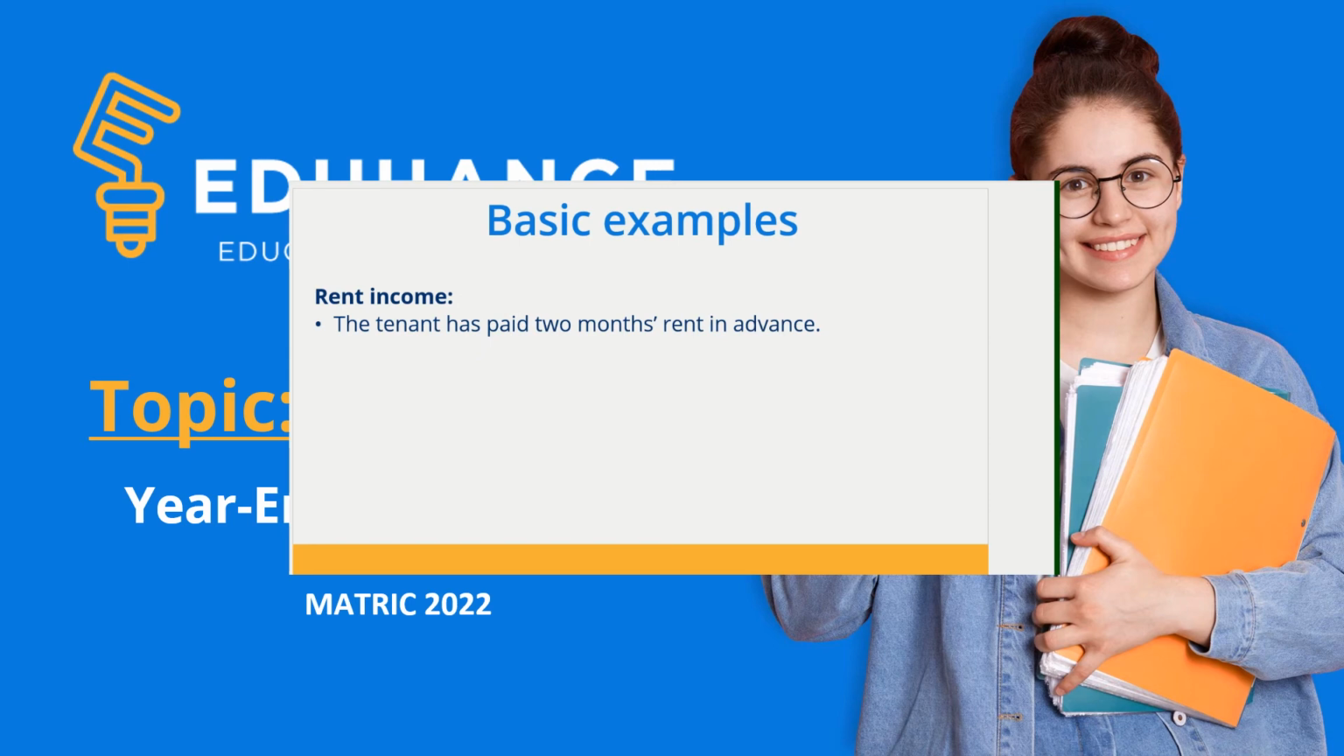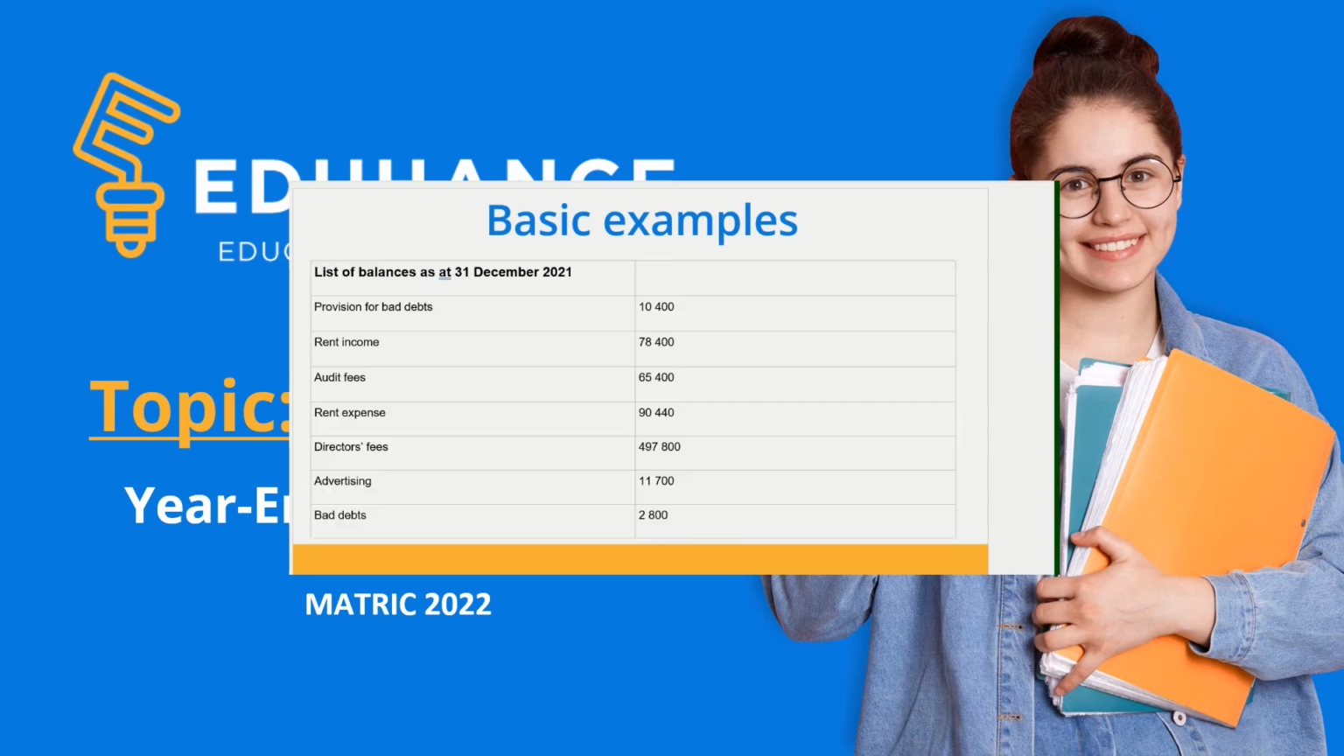With rent income, let's go get our amount before we focus on the transaction. It's 78,400.